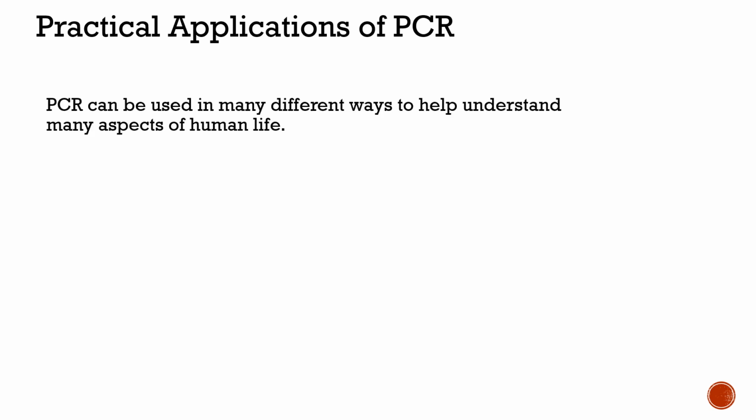So the last part about this, then, is that we need to know about the practical applications of PCR. Okay, so PCR can be used in many different ways to help understand many aspects of human life or to understand things that have happened. So we can amplify DNA to help solve crimes. Okay, so if a blood sample's left behind or whatever, there will be DNA left there. You can amplify that DNA, then match it to an individual, whether that be a victim or a criminal.